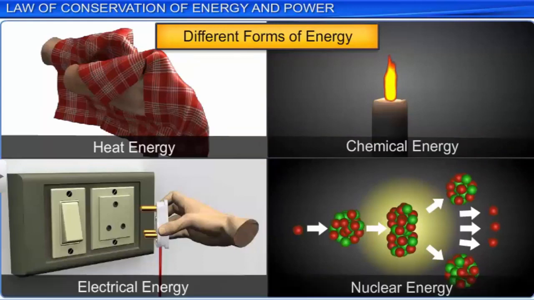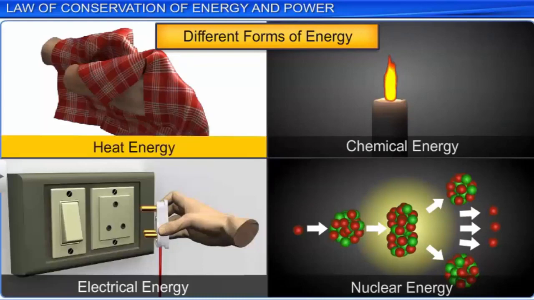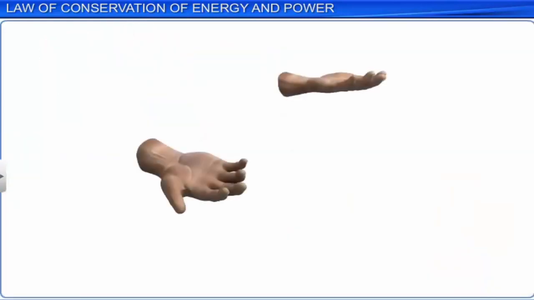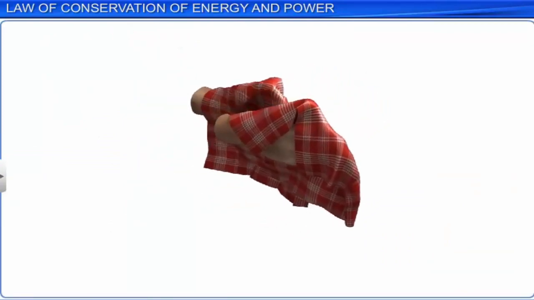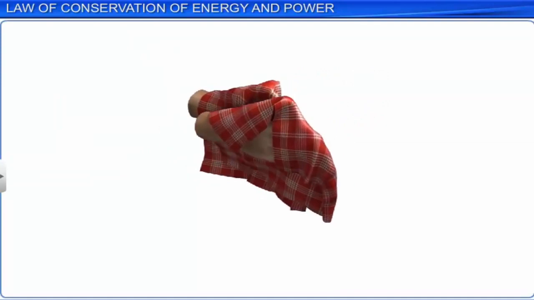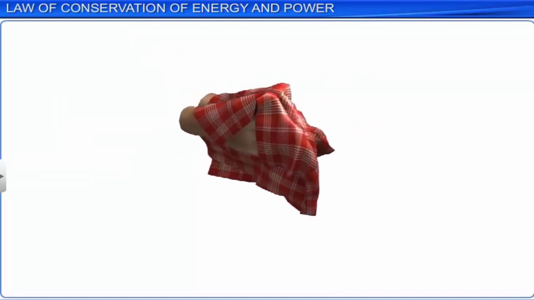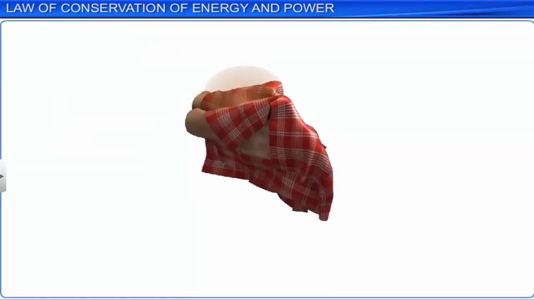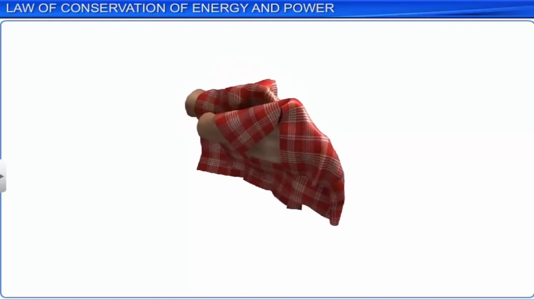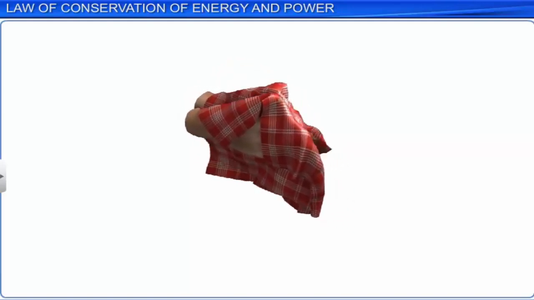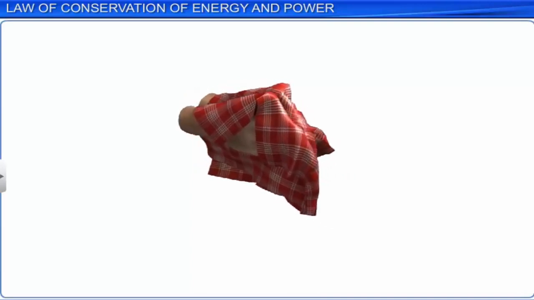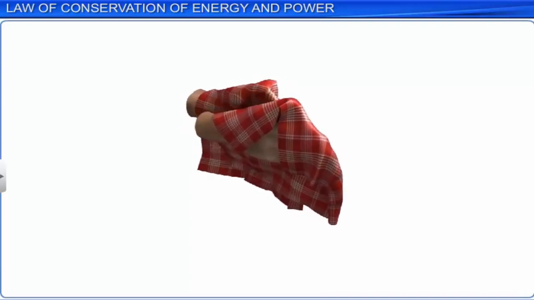Now, let's understand heat energy first. When satin cloth pieces are rubbed against each other, due to friction, sufficient heat is produced to make the hands feel a rise in temperature. The rise in temperature is due to the rise in internal energy of the body, here, the satin cloth pieces.